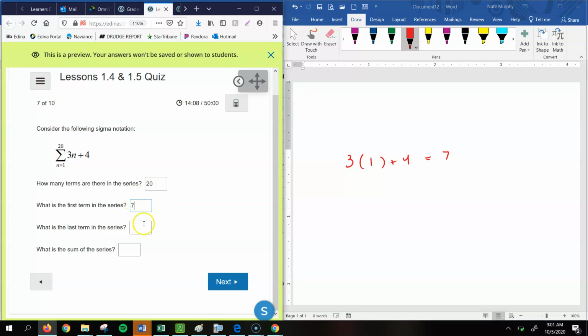When it says what is the last term of the series, we're going to do that same formula. This time, though, like we said, that 20 is the last term, so we want to figure out the value of that last term. So we take 3 times 20, which is 60, plus 4 is 64.